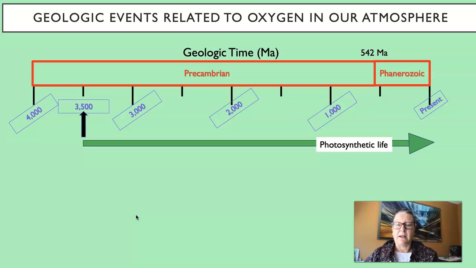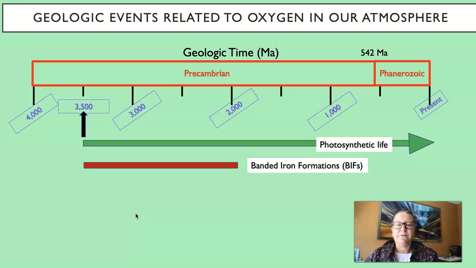So here we are back at our timeline, and now we're going to add some evidence from the rock record for the oxygen appearing in our atmosphere. The first piece of evidence we're going to add is something called a banded iron formation, and this is a type of rock that appeared about 3.5 billion years ago, maybe a little bit older, and is only seen in the rock record until about 2 billion years ago.